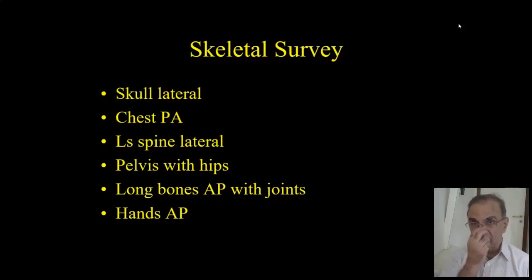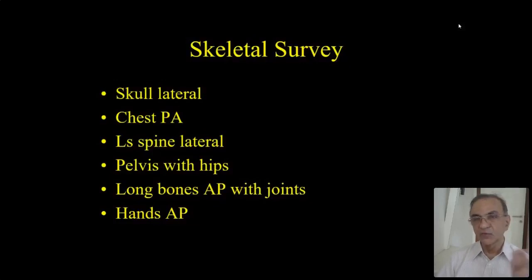You are not looking at deformities. You're not looking at exact details from the point of view of a fracture, for example. You are doing a skeletal survey. The word is survey. And this is enough for most patients to make an initial diagnosis.